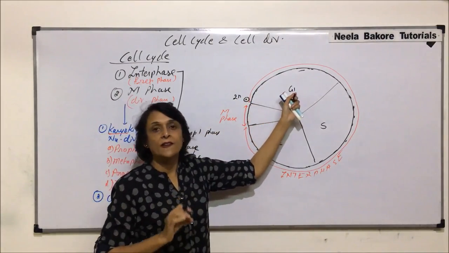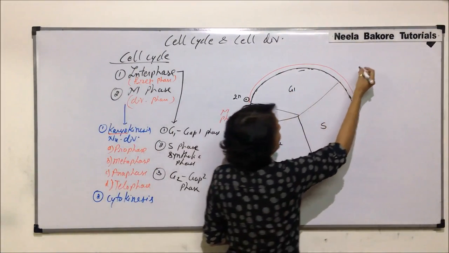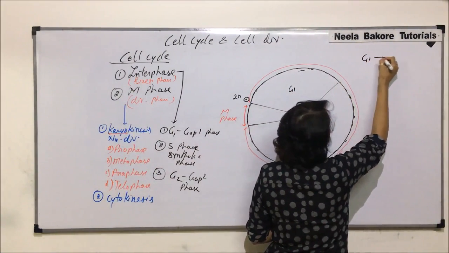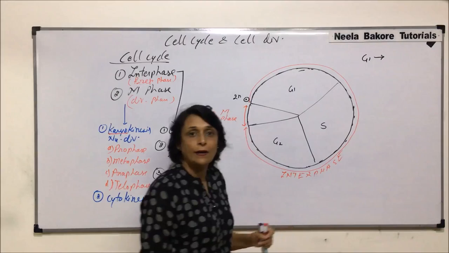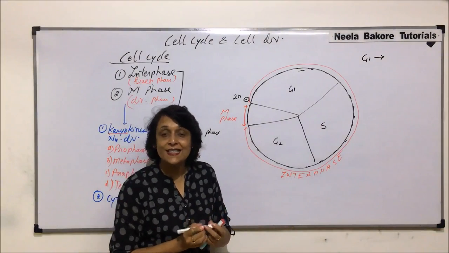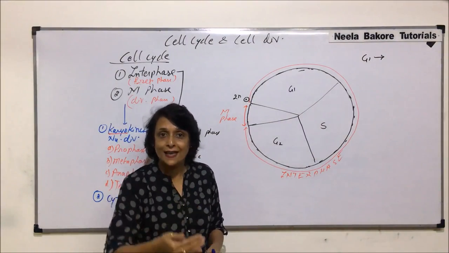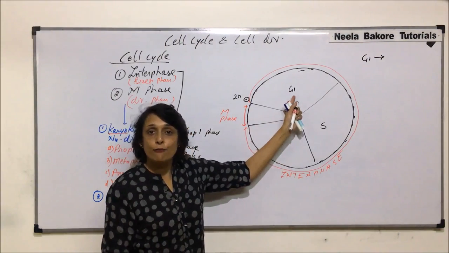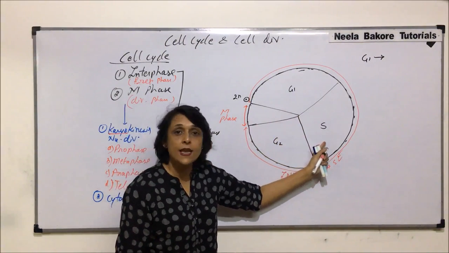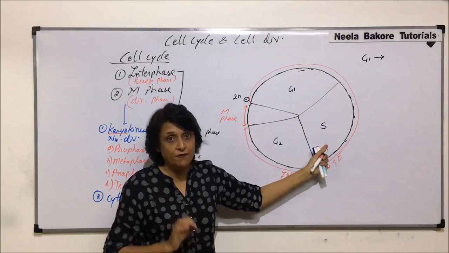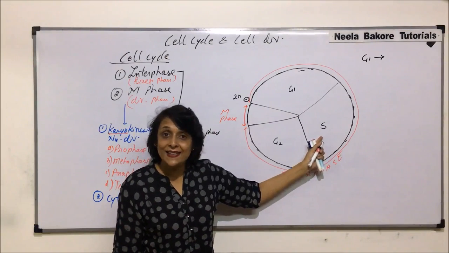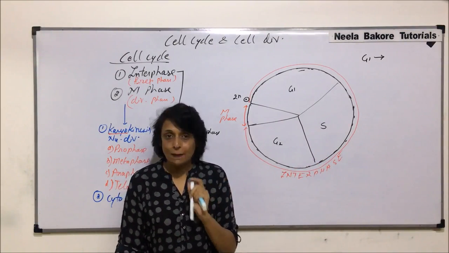Now, what all things are going to happen here? So, we'll write down the changes which take place in gap 1. In every phase, the cell prepares itself for the next stage. In gap 1 or G1 phase, the cell is going to prepare for S phase. What happens in S is DNA replication.